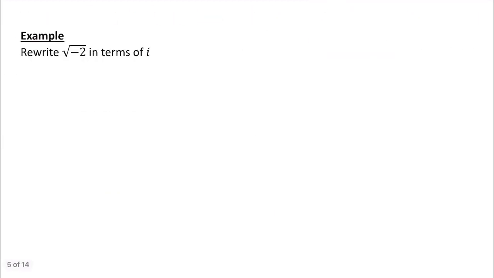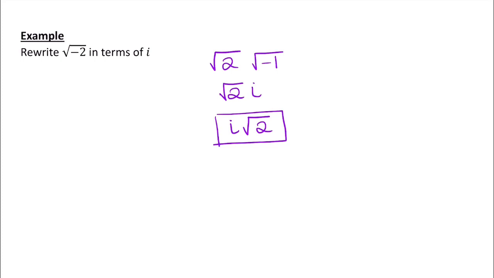So let's rewrite the square root of negative 2 in terms of i. The very first step will be to factor out that negative 1. So I have the square root of 2 times the square root of negative 1. The square root of negative 1 I can turn into i, so I have the square root of 2 i. And then whenever we have a radical, we usually just put the i in front of the radical. So this is going to be i times the square root of 2.